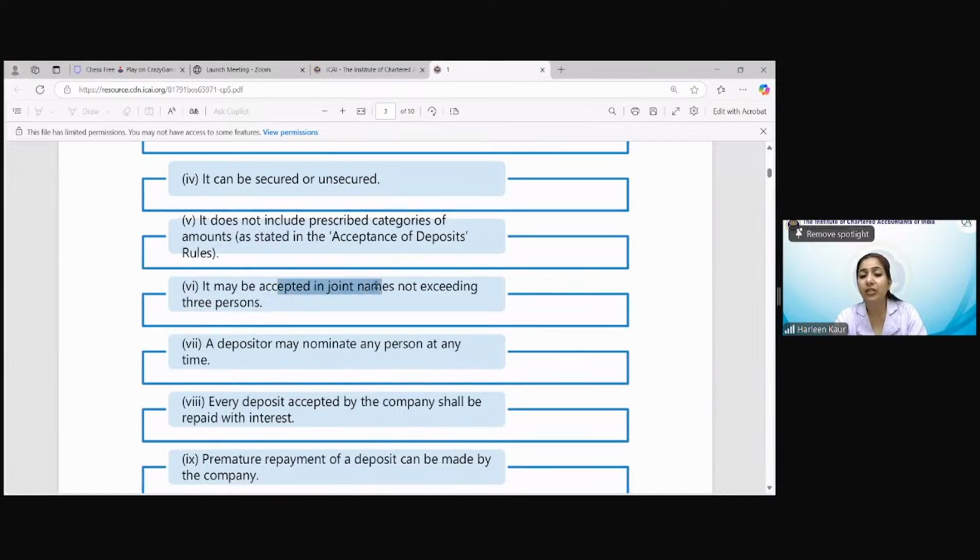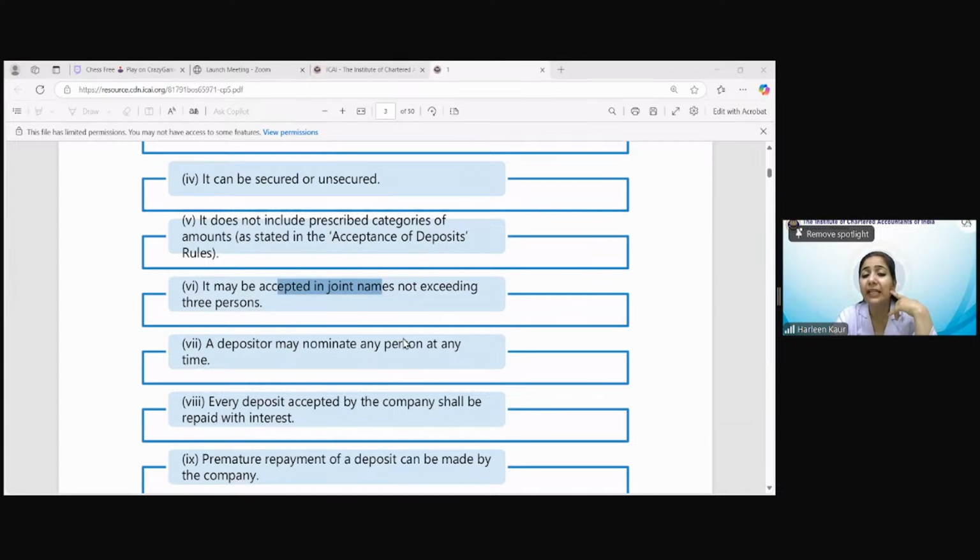Can you take the deposit in joint names? Yes, ma'am, but not exceeding 3. Yes, Priyanka, relative of director of public company is allowed. That point will be coming ahead. It may be accepted in joint names, not exceeding 3 persons. So if I am taking deposits from husband, wife, and child of the company, 3 people, I cannot take more than 3, but yes, 3 people can be taken in joint names.